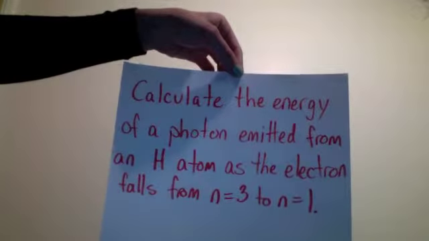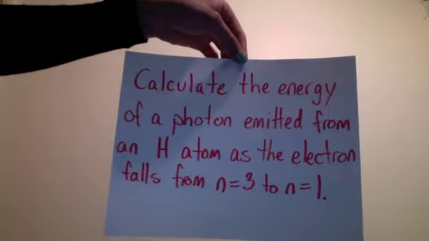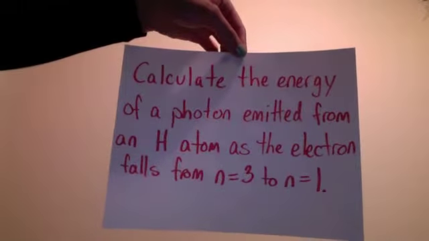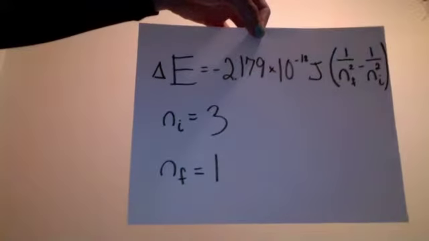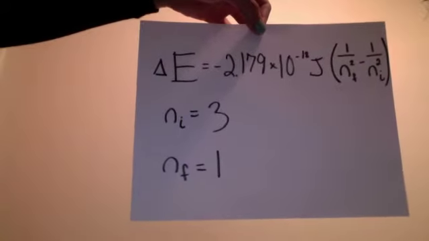So, here's a problem for you to work. Calculate the energy of a photon emitted from a hydrogen atom as the electron falls from n equals 3 to n equals 1. Remember this equation, where n initial equals 3 and n final equals 1. What is the answer?